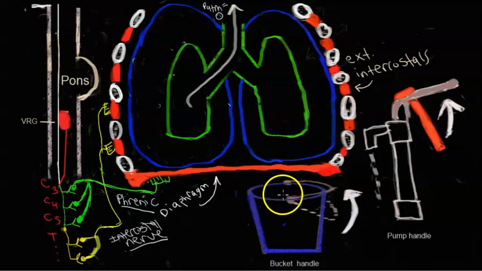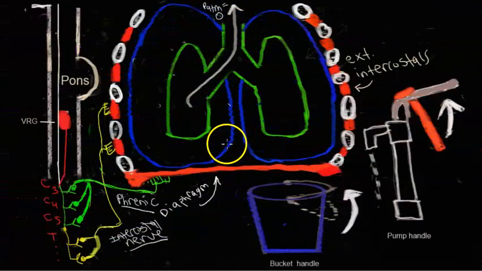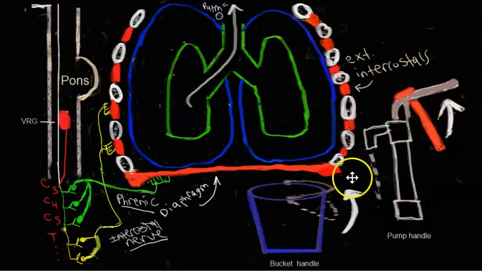Moreover, if you recall, we had the bucket handle and the pump handle. So when the ribs move up and out due to the contraction of the external intercostals, that was similar to the bucket handle. And then when the sternum elevates due to the contraction of the external intercostal muscles, this is like the pump handle. Okay? And as we'll see in the process of exhalation, this will just be reversed.